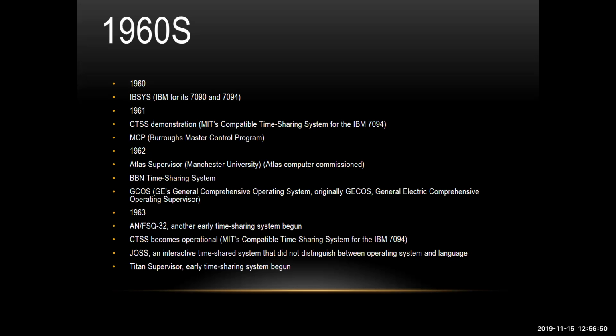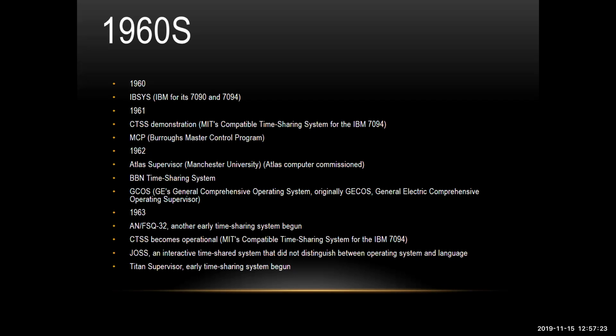And then we also had CTSS. It was one of the first time sharing operating systems. It was developed at the MIT Computation Center. CTSS was first demonstrated on MIT's IBM 709 in November 1961. And then JOSS, an acronym for JOHNNIAC Open Shop System, was one of the very first interactive time-sharing programming languages. It pioneered a number of features that would become common in languages from the 1960s into the 1980s.